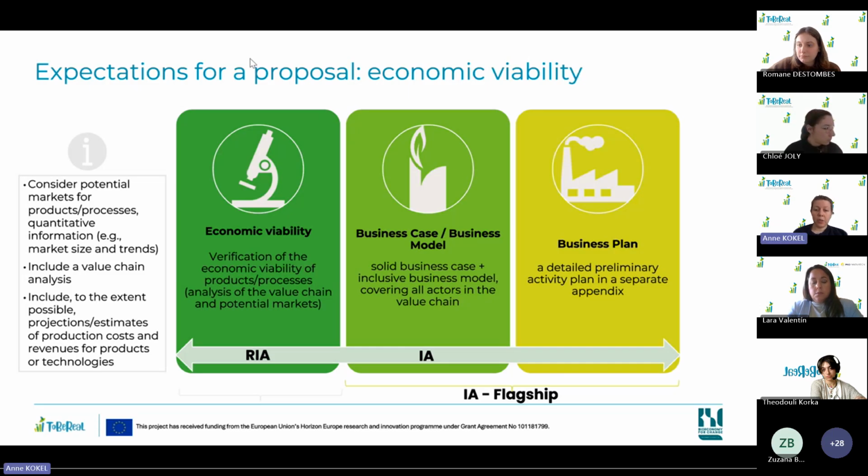And then for a flagship, you'll need to provide not only a business case and business model, but also a business plan with a detailed preliminary activity plan in a separate appendix. And I'll show you in the next few slides what is expected for a flagship. Of course, because a flagship is a first-of-its-kind plant, it's an industrial unit, you need to provide some data to show how profitable it will be and all of that. And that will be separate from your proposal. So you need to add an annex with this specific information.